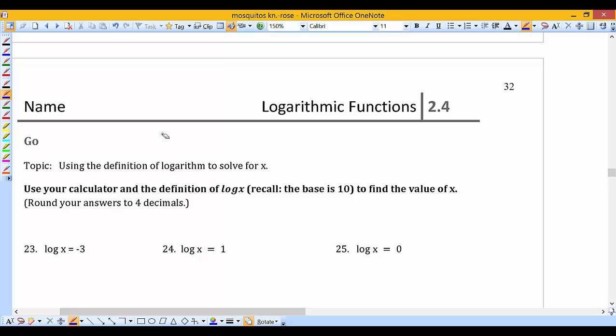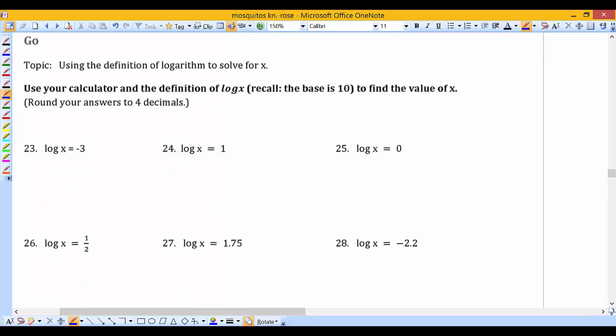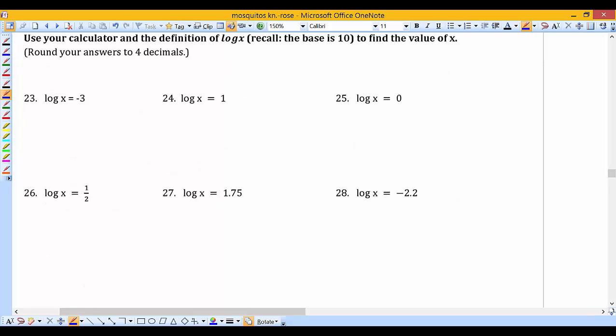Now, you are rewarded for not using a calculator in the set because now you get to use one in the Go. So make sure you have a calculator. I'm only going to do the first one with you. These are super simple. It says, use your calculator and the definition of log of x. Recall the base is 10 to find the value of x.